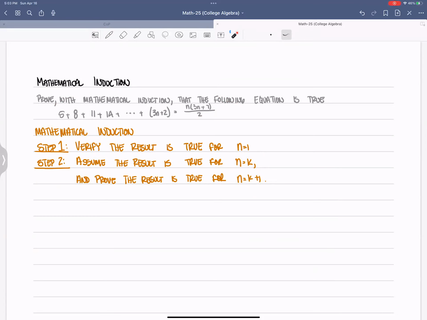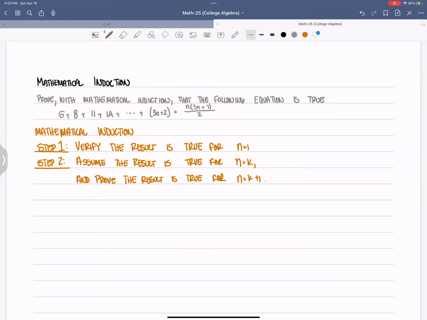So if we prove that in this case, k is equal to 1,000, we're able to prove it for n equaling 1,001. If we were here and letting k in this case be 1,000,000, we're proving it true for 1,000,001. So we could continuously push it further and further right, proving this entire thing to be true using mathematical induction. So let's give this a try.